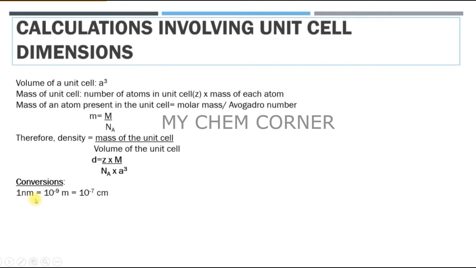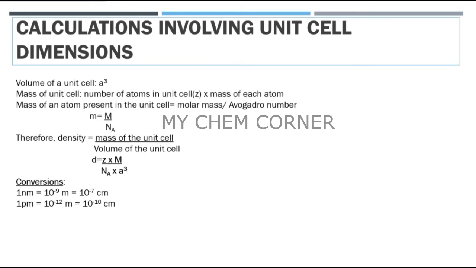When we have 1 nanometer, converting it to meter gives 10 to the power minus 9. Further, when you convert it to centimeter, which is normally the unit used in the calculation of density, it's 10 to the power minus 7 centimeter. So this is the conversion from nanometer to centimeter or meter. Another unit that can be mentioned in the problem is picometer. 1 picometer is equal to 10 to the power minus 12 meters, or 10 to the power minus 10 centimeter. These are the two units generally mentioned in a density problem of this type.